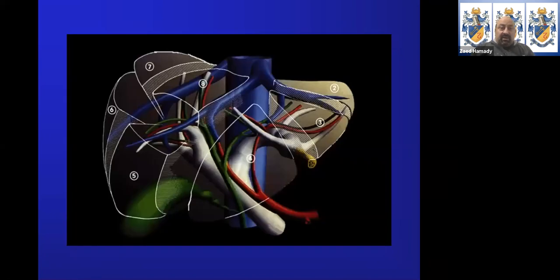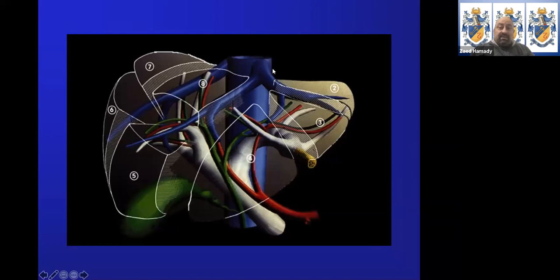So this is another view to show you the left lateral segment, segments 2 and 3, and always run clockwise, 2, 3, 4, and then 5, 6, 7, and 8. And you can see how clearly the left and middle hepatic veins, in 15% of the population, run into a single trunk into the vena cava.